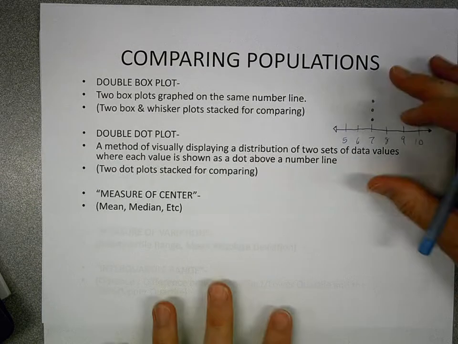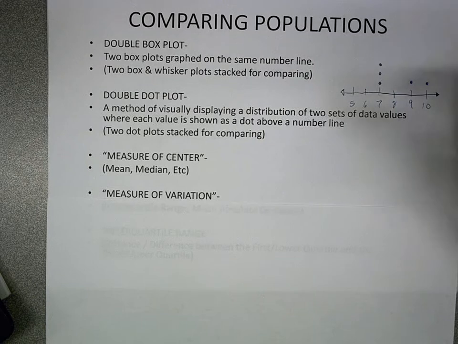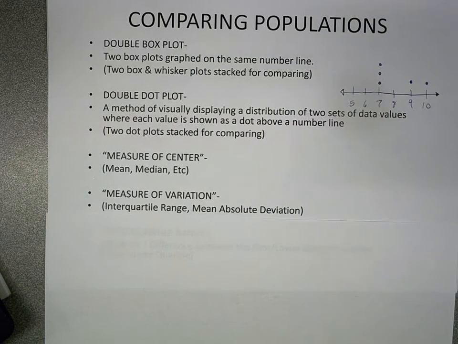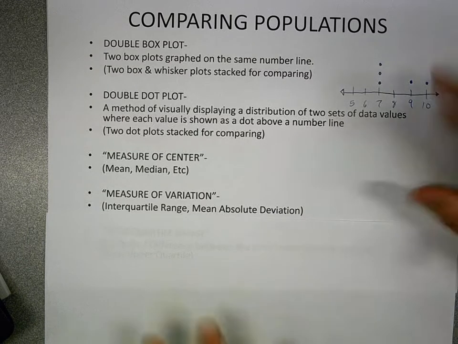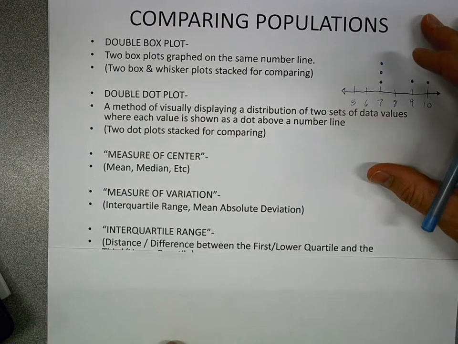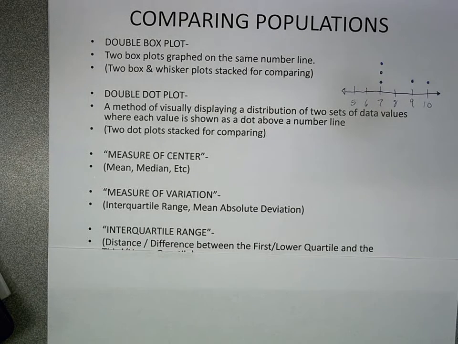We'll talk about that. The next one is measure of variation, everyone. Measure of variation. When they ask you for that, this is the interquartile range, as well as something you briefly learned in elementary school and will talk more about in 8th grade, the mean absolute deviation. And the third one is the interquartile range. Everyone? This is the distance or difference between the first or lower quartile and the third or upper quartile. We talked about that last lesson.